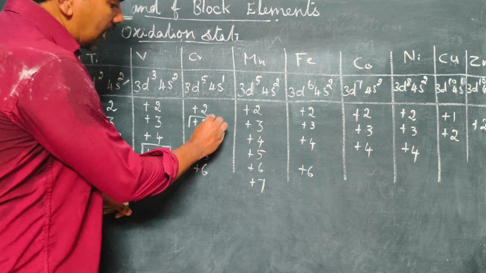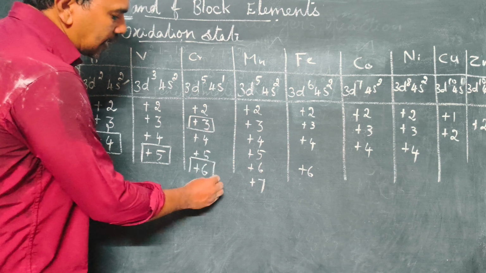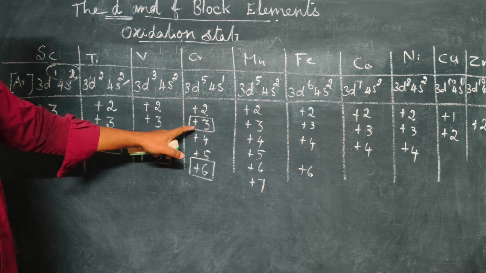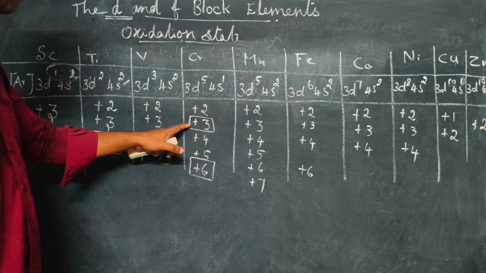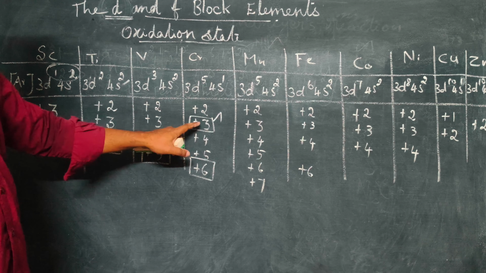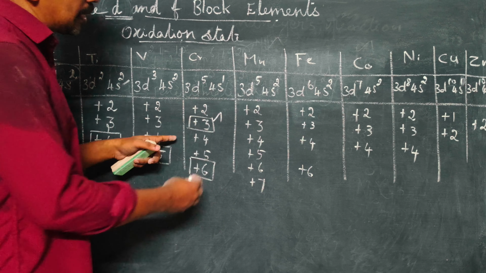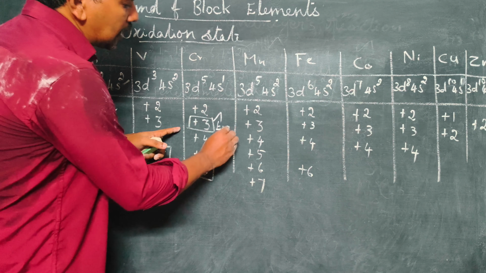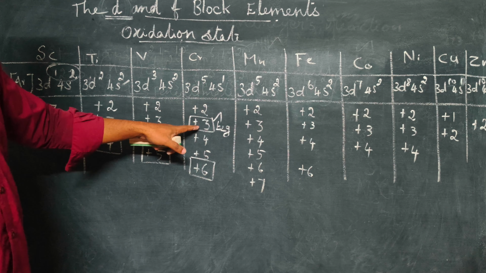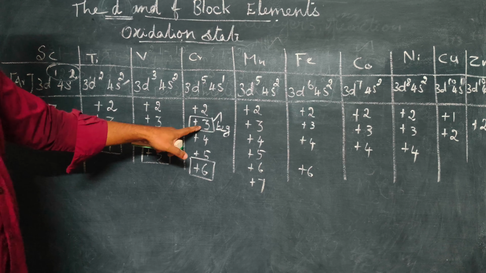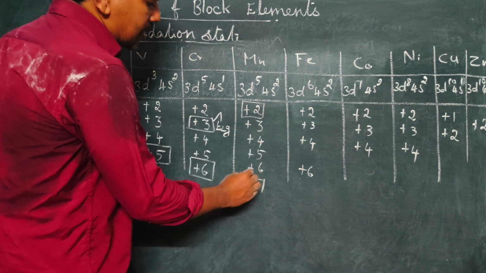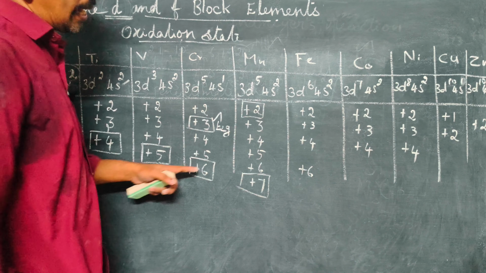Chromium +3, as well as +6, is a stable oxidation state. When you compare +4 and +6, +3 is the stable oxidation state. It attains the crystal field splitting t2g energy level. That I will explain when I teach coordination compounds. Then for manganese, the +2 and +7 oxidation states have high stability.